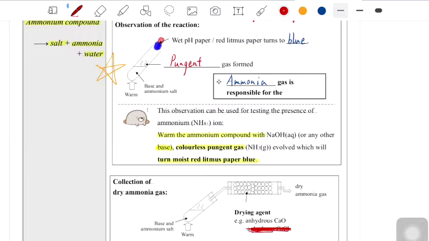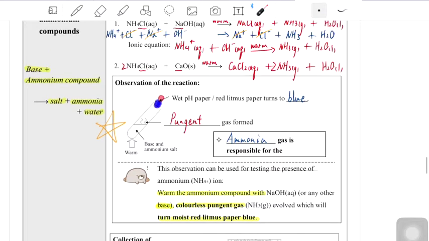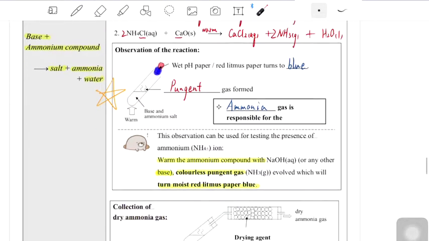After passing through the anhydrous calcium oxide, we will get rid of all the water vapor and we will get the dried ammonia gas at the end. So that's a way of collecting dry ammonia gas. That's the second type of reaction, base with ammonium compounds.